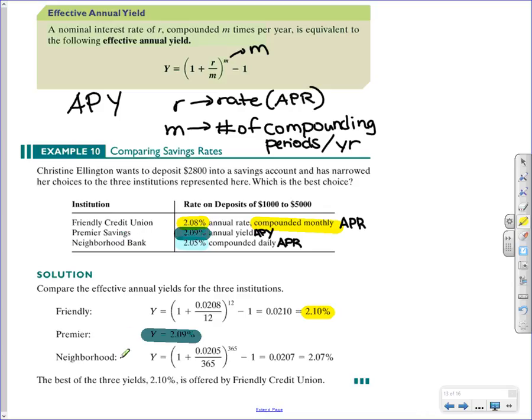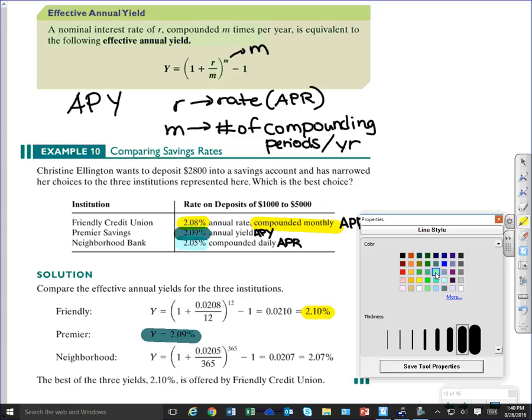Then the last one, the neighborhood one, is 2.05%. It's compounded daily. We're going to use 365 here for daily. We divide by 365, raise this whole thing to the power of 365, subtract 1, and we get 0.0207, which gives us a 2.07 APY.